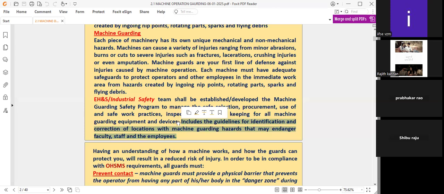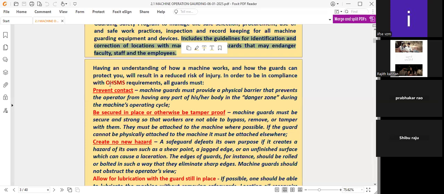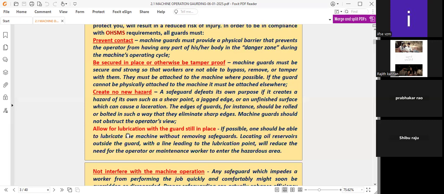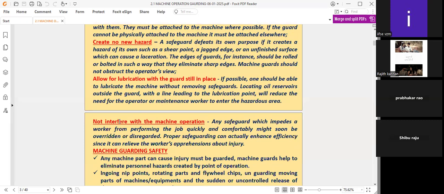Having understood all these things, what do the occupational health and safety management requirements say, as per our national requirements or the ISO 45001:2018 system? The occupational health and safety management system requires that all guards must: number one, prevent contact; number two, be secure in place, or otherwise tamper proof; create no new hazard; allow for lubrication with the guard still in place; and not interfere with the machine operation. One by one, I'll tell you.